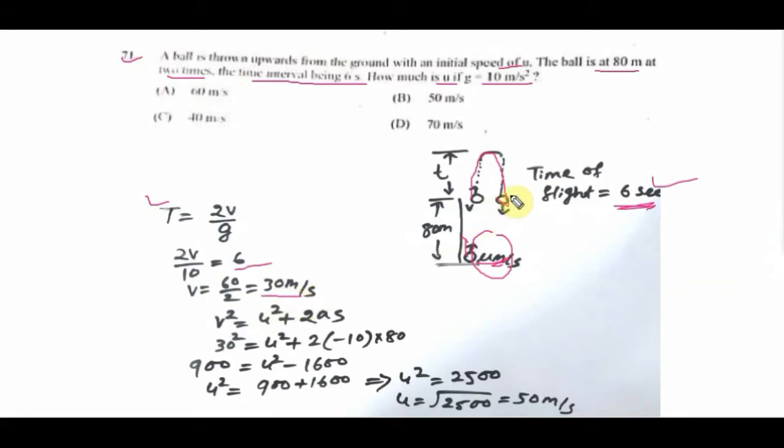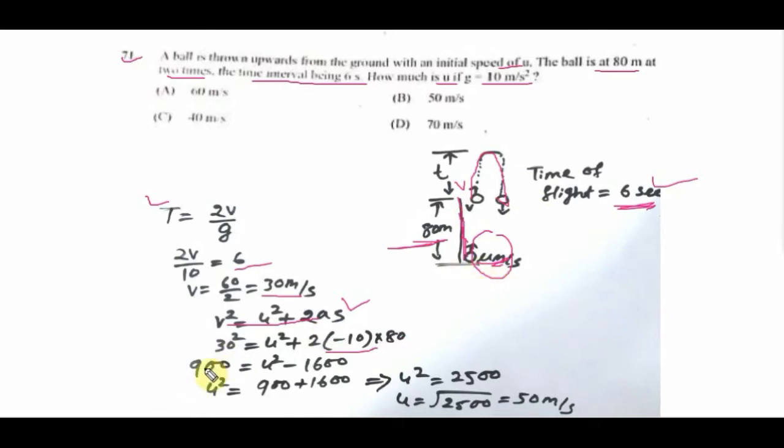So we found the final velocity as v, and we know that v square equal to u square plus 2as. So with putting the values of these variables, v is 30. So 30 square equal to u square plus 2 into a into s. s is the distance, the height. Height is of 80 meter. And acceleration is of the opposite direction.